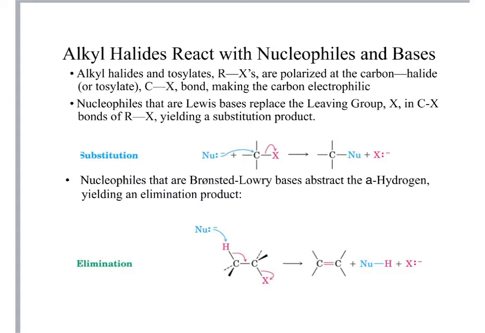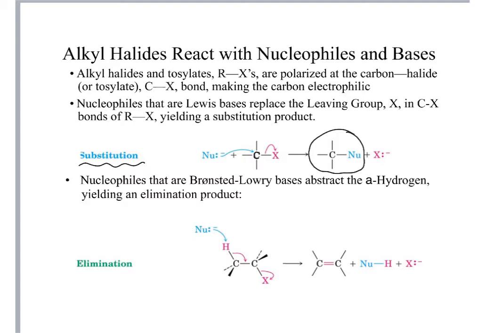There are two types of chemical reactions that we'll cover in this chapter. First, we'll focus on the nature of substitution. In substitution, a nucleophile, which is also a Lewis base, will attack the carbon atom attached to the leaving group. The leaving group will be expelled, giving us the substitution product.